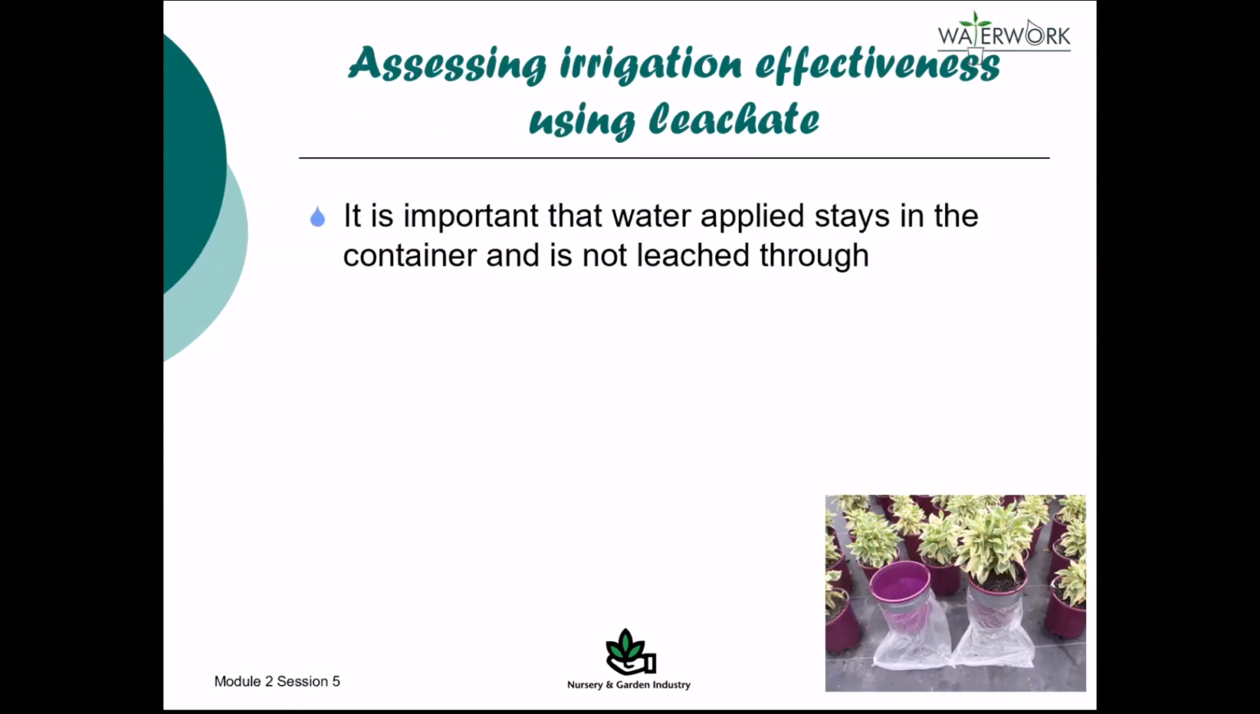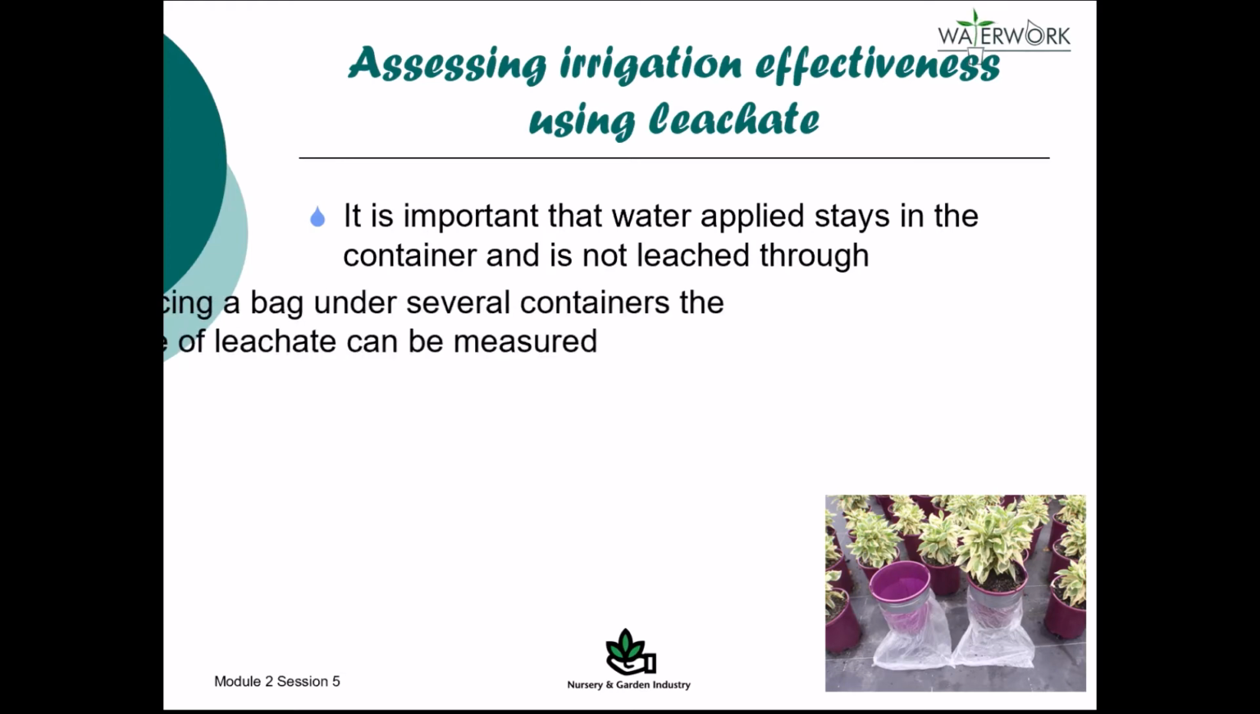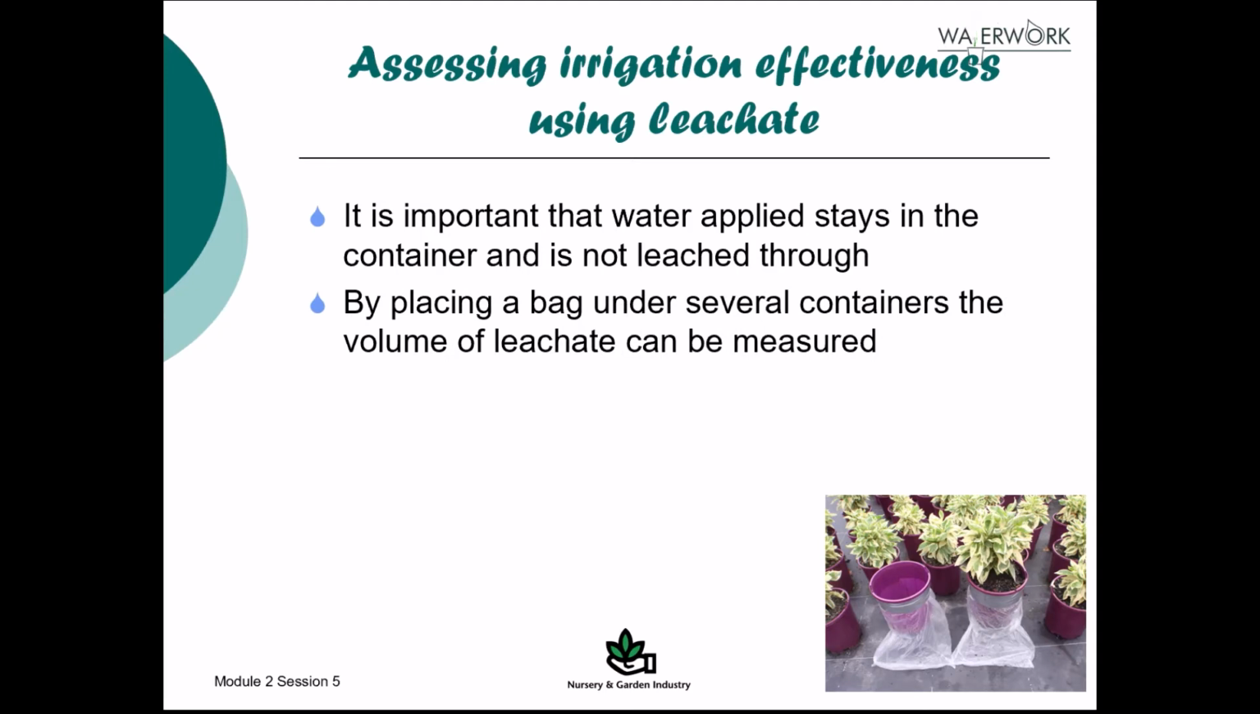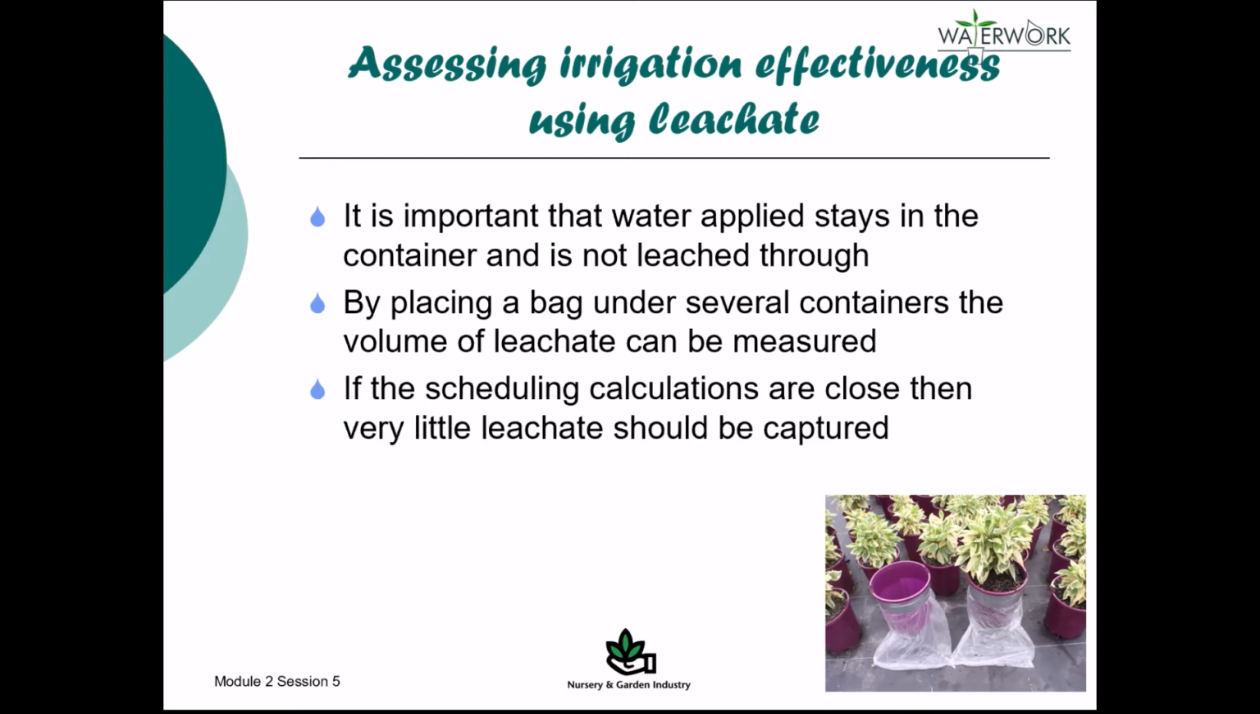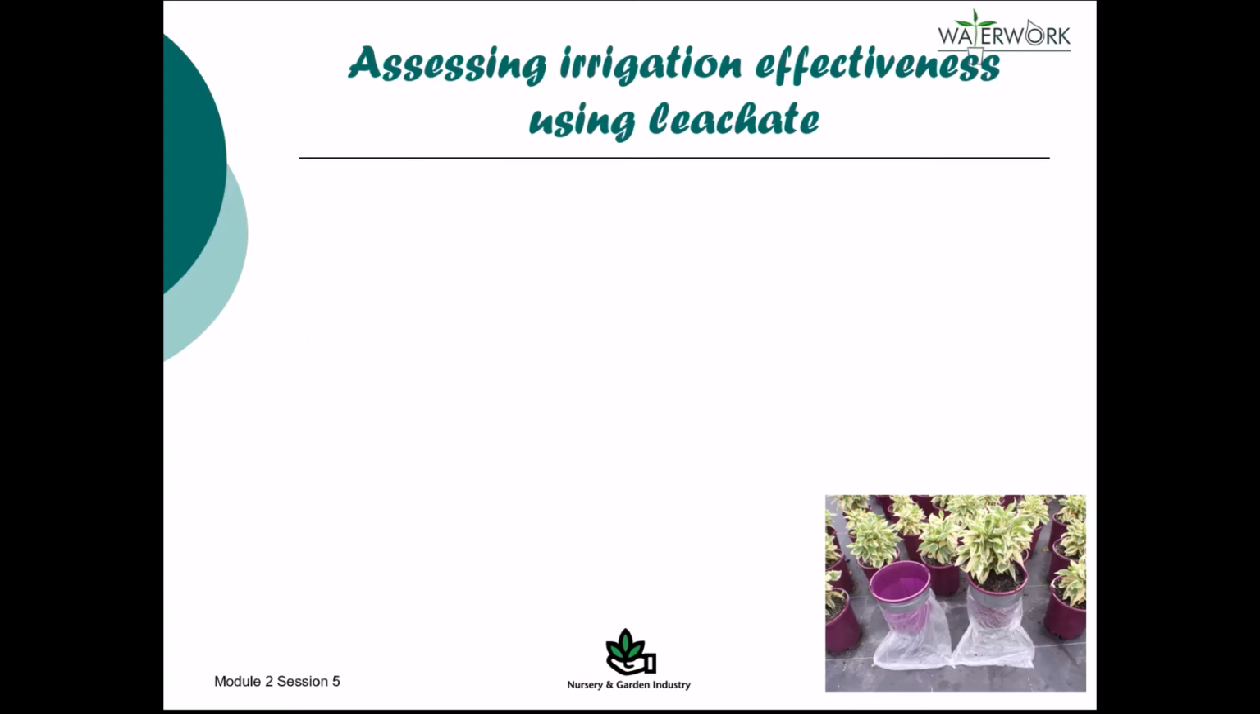It is important that water applied stays in the container and is not leached through. By placing plastic bags under several containers, the volume of the water leaving the container, or leachate, can be measured. If the scheduling calculations are close, then very little water should run through the container, and the consequent volume of leachate should also be small.